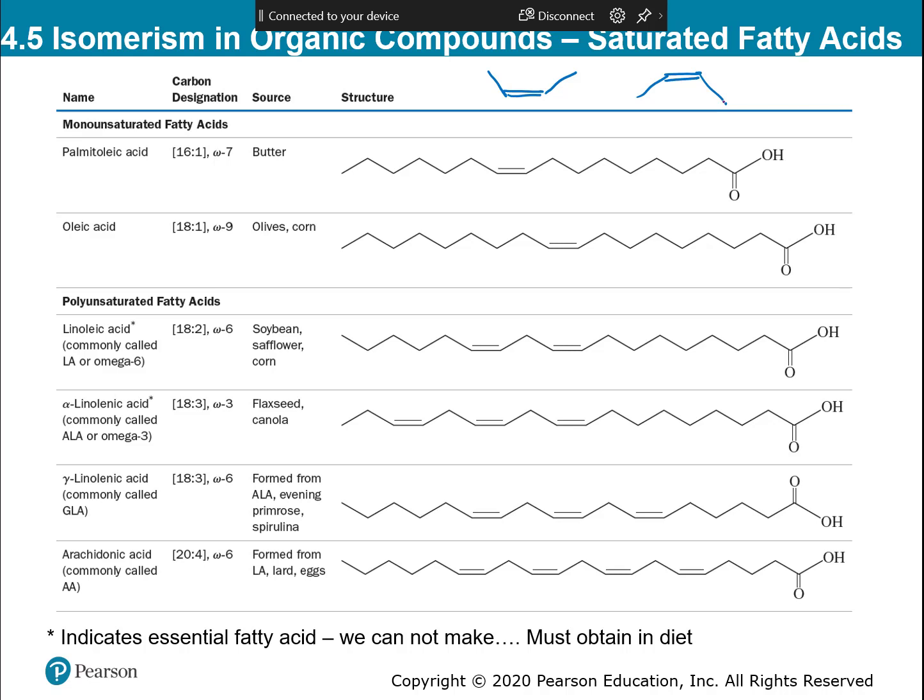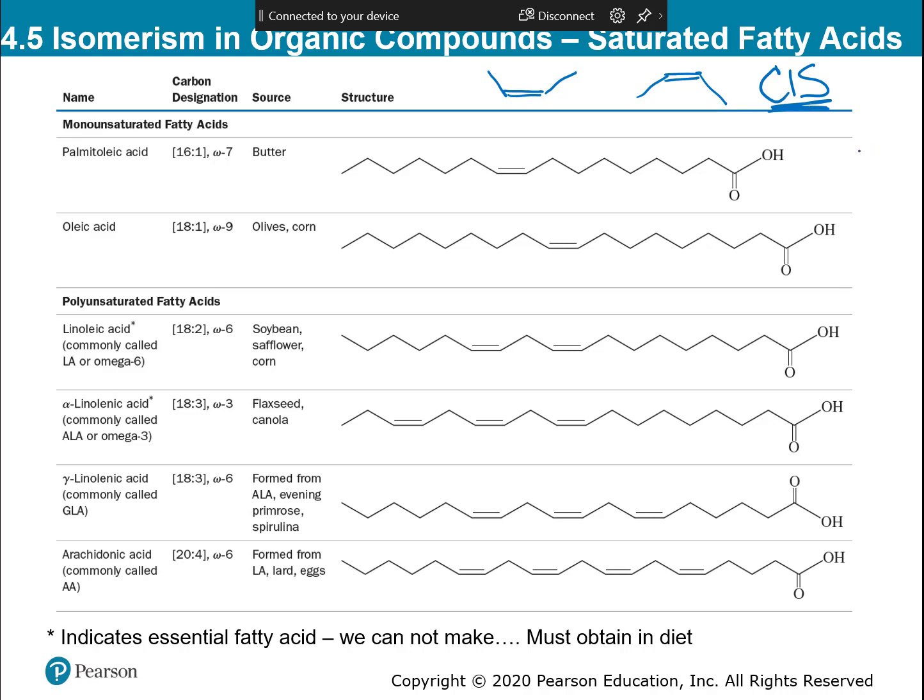So when you look at that double bond, the angle that the lines are coming off of the double bond are both sticking in the same direction. So this would all be cis. So these are all cis. In nature, any unsaturated fatty acids will only have cis double bonds.